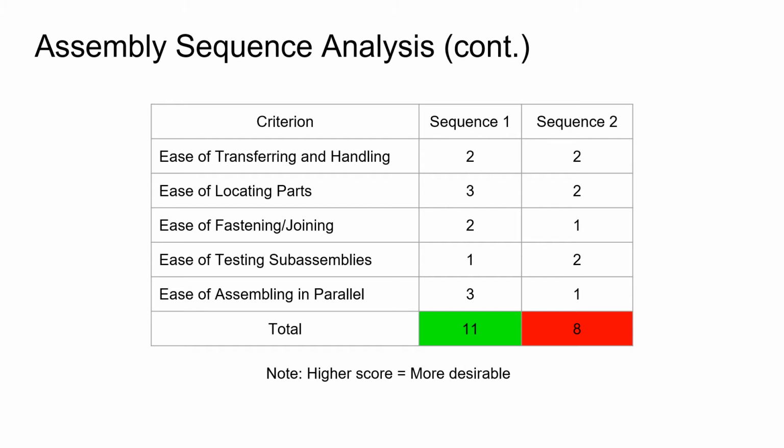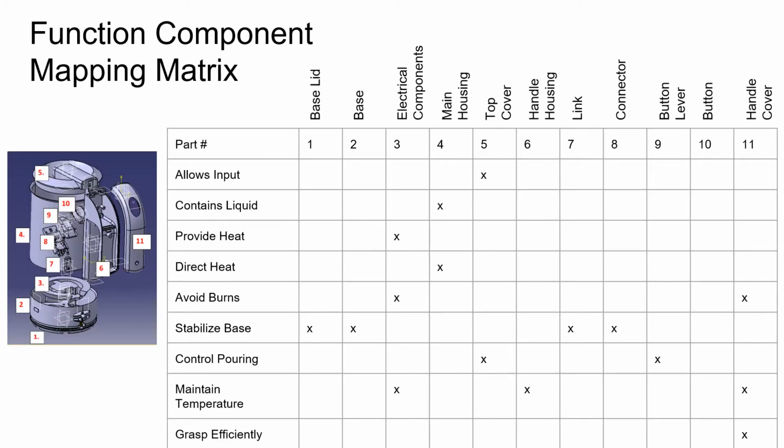This slide shows our function component mapping matrix. Most of our parts only apply to a singular task function, or in the case of the button, no task functions. This could imply the need for a redesign to reduce the number of parts later on.